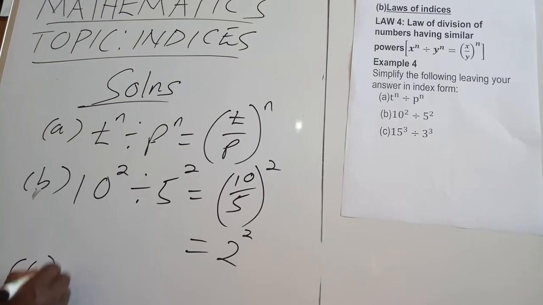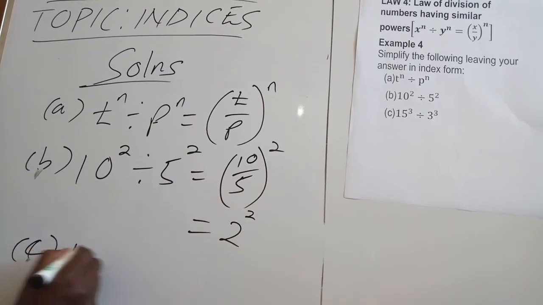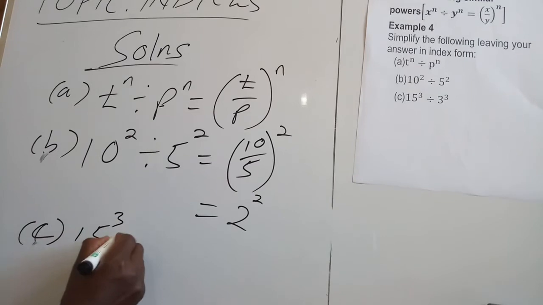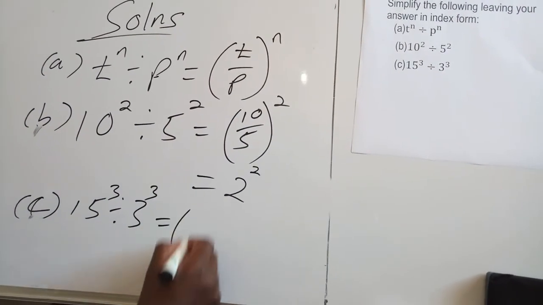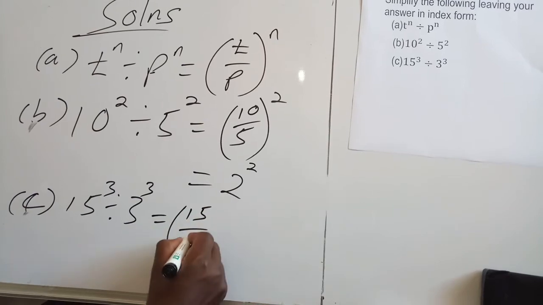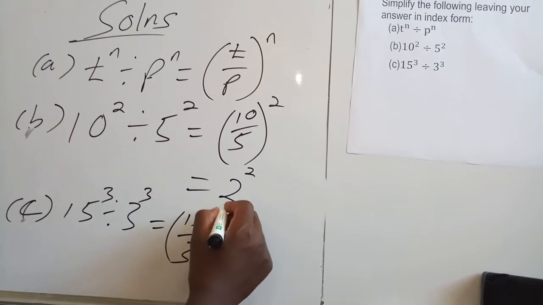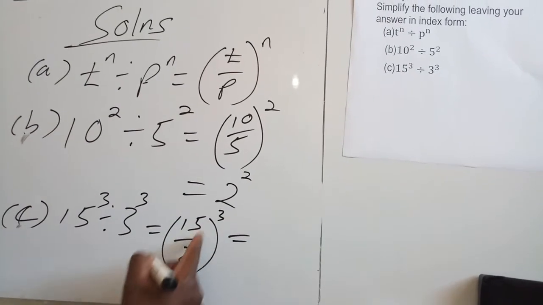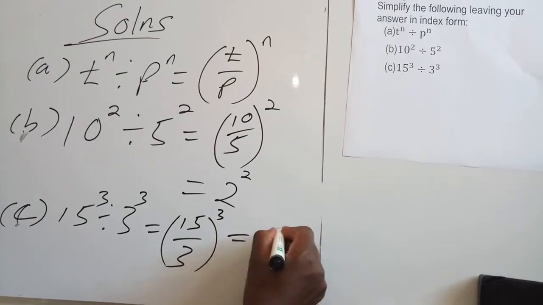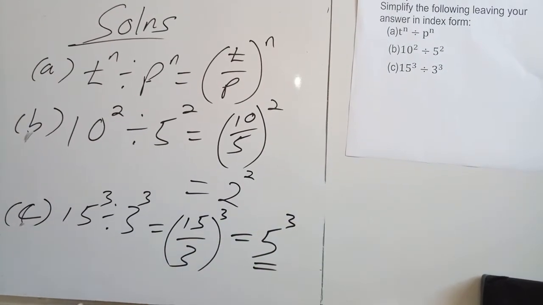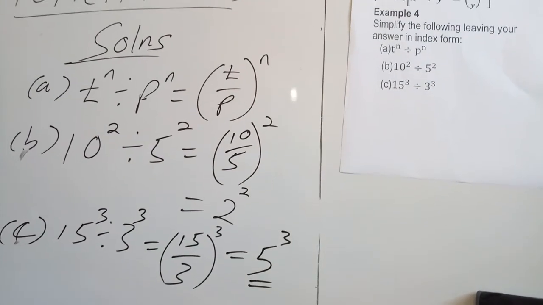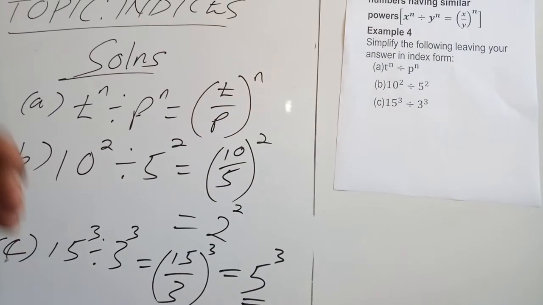The last question, part C, 15 power 3 divided by 3 power 3. That would give us 15 over 3 power 3. 15 over 3 gives you 5, then raised to power 3. That marks the end of that exercise.